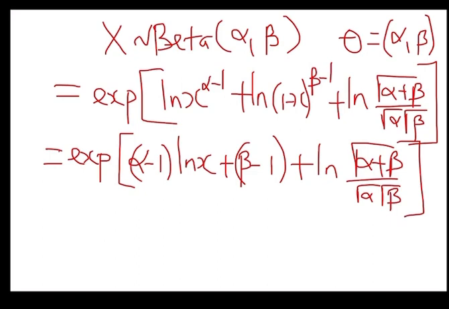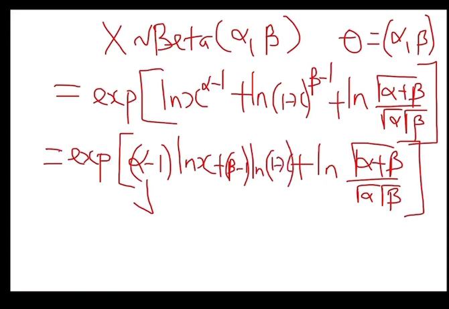When you take a look at this, I'm going to call this a two-dimensional exponential family. Give me a second, I think something is missing here. It should be plus beta minus 1 ln 1 minus x, as you can see here.